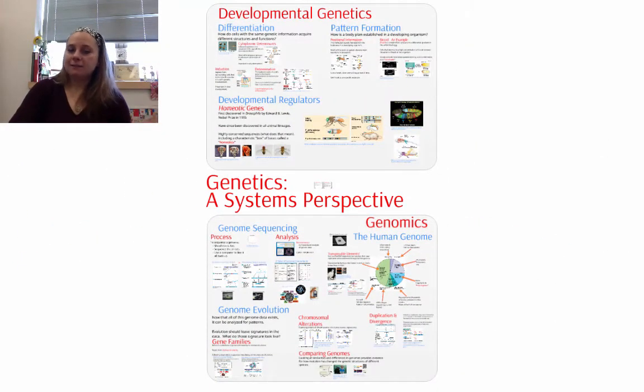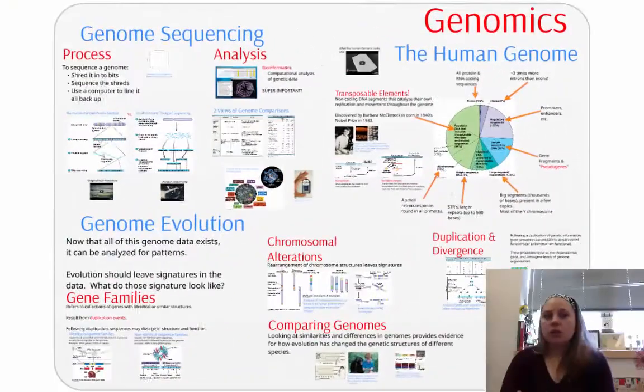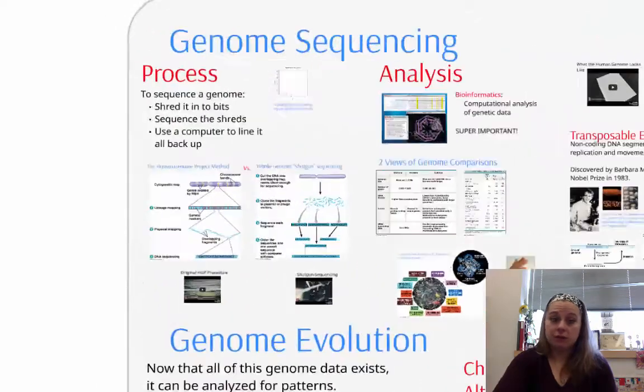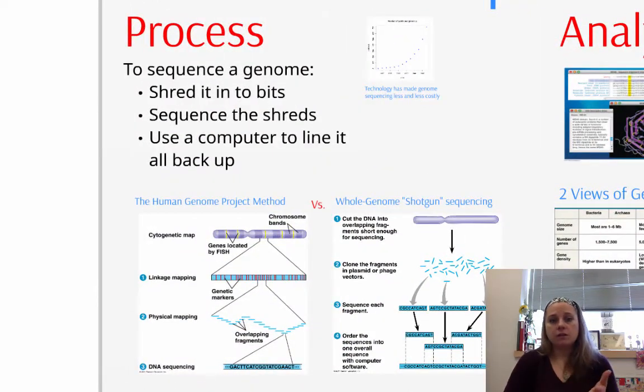So back to part 2. Genomic sequencing. From a technological standpoint, how can we figure this stuff out? The process of sequencing a genome: you shred it up into bits, you sequence the shreds, and then you line it back up again with a computer. That is it in a nutshell.